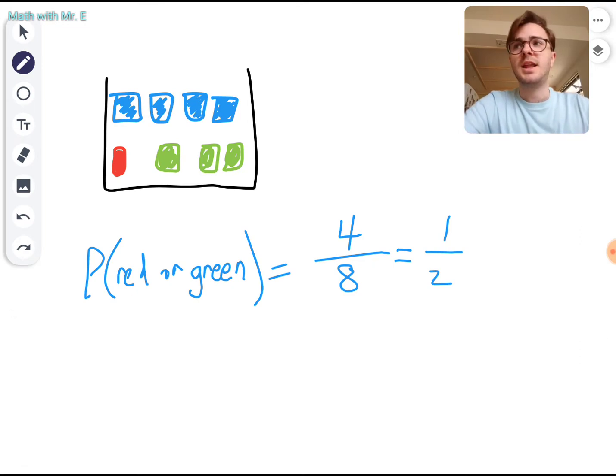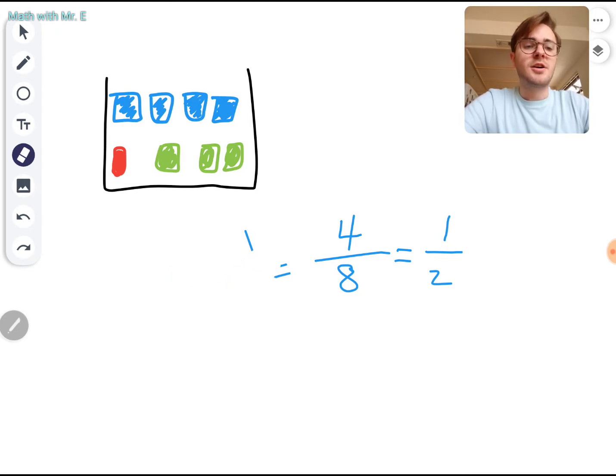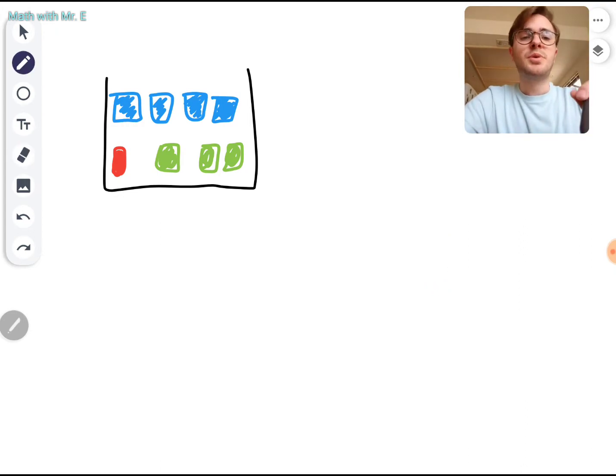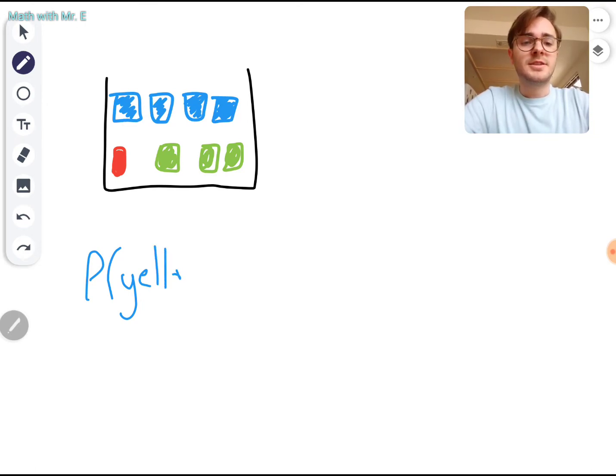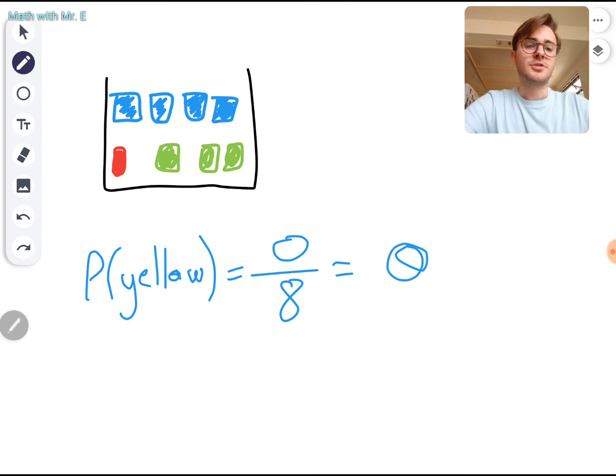Okay, so let's do another one. Same image. What is the probability that I draw a yellow cube out of this box? Well, if we look at it, how many favorable outcomes are there? Well, there's no yellow cube, so that would be 0, right? So this time, the probability of yellow would be equal to 0 over, again, 8 total possible outcomes, and that would just be 0, right? It is not at all likely that I will draw a yellow cube out of this box because there is no yellow cube.